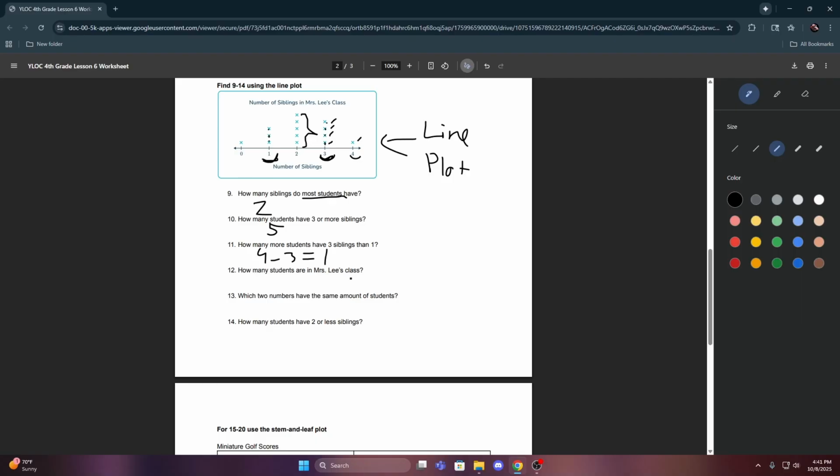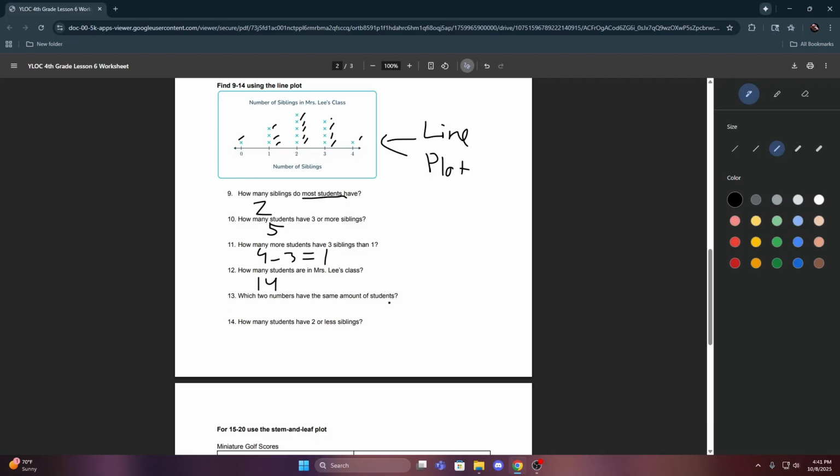How many students are in Miss Lee's class? For this, you would need to count the x's in all of these categories because these x's represent the students in Miss Lee's class. So that's 1, 2, 3, 4, 5, 6, 7, 8, 9, 10, 11, 12, 13, 14.